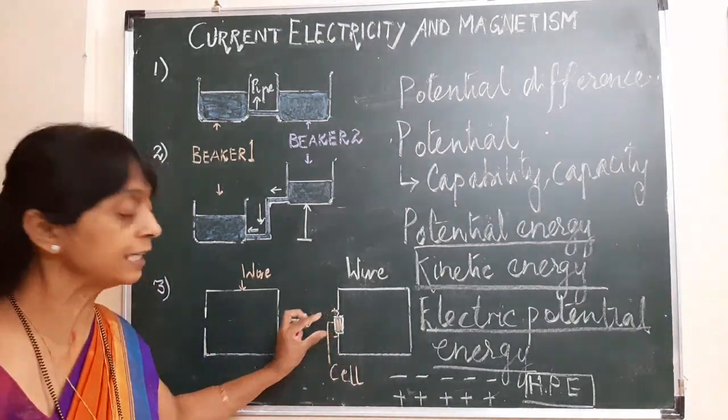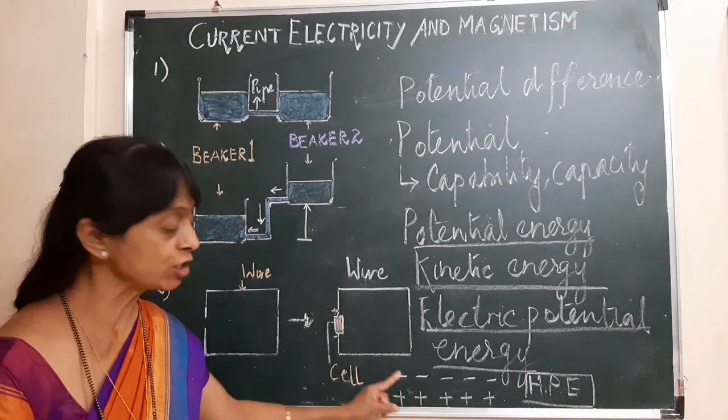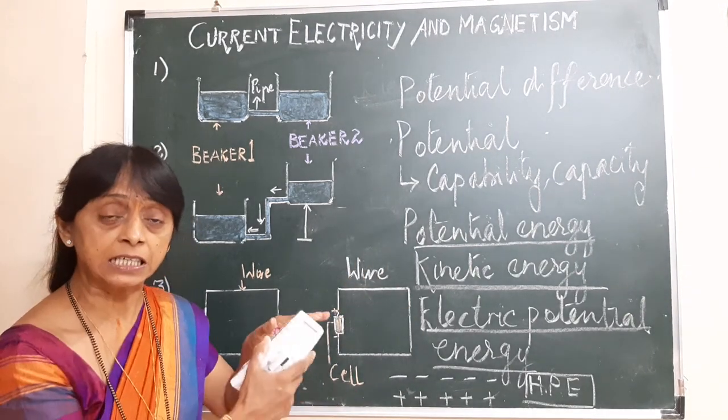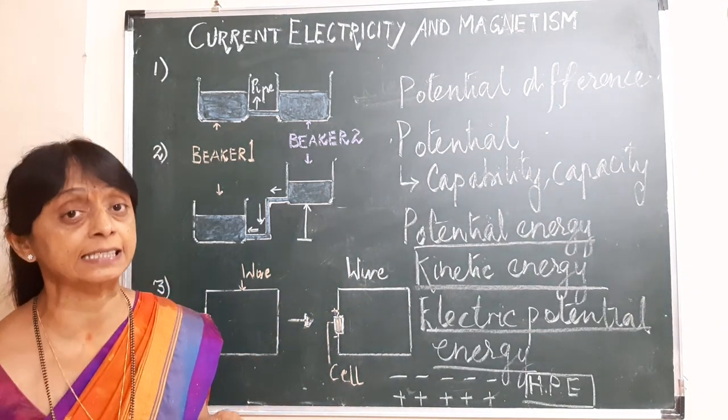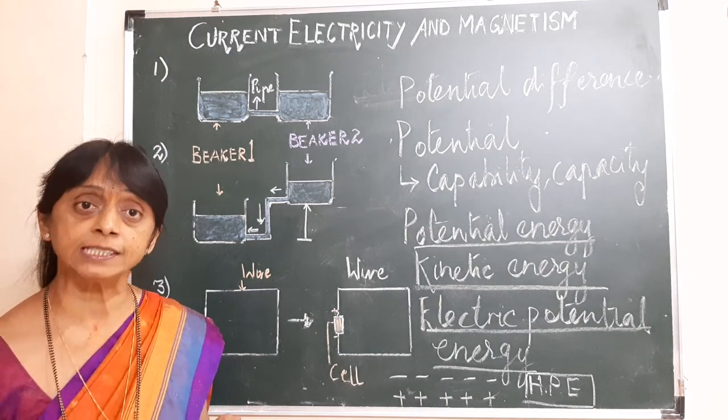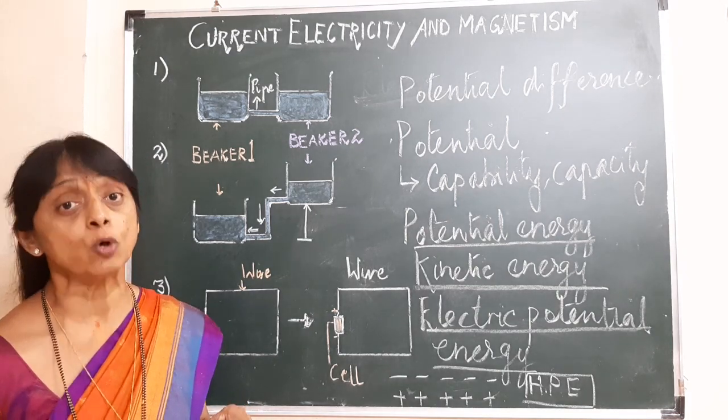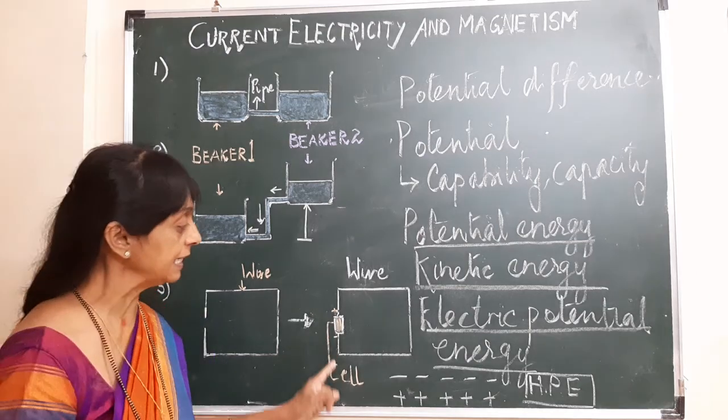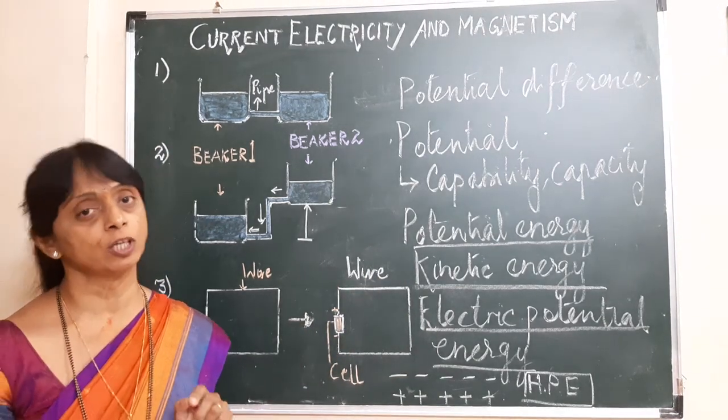So when this electronic component is attached to the wire, what happens? A difference in the charges is created. And this difference is called potential difference, which creates electric current to move through it.